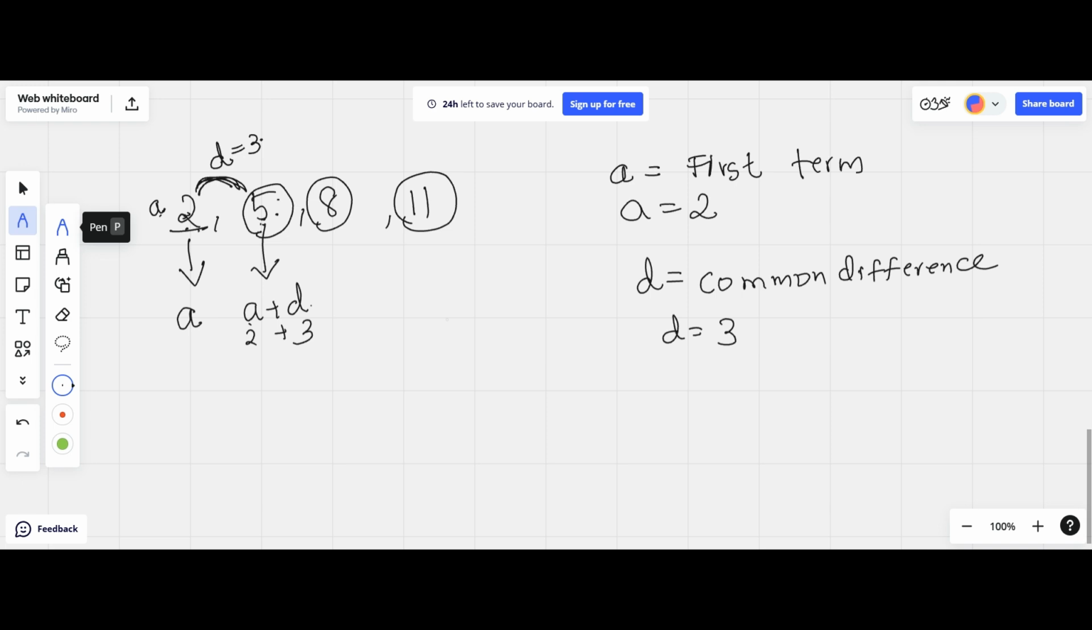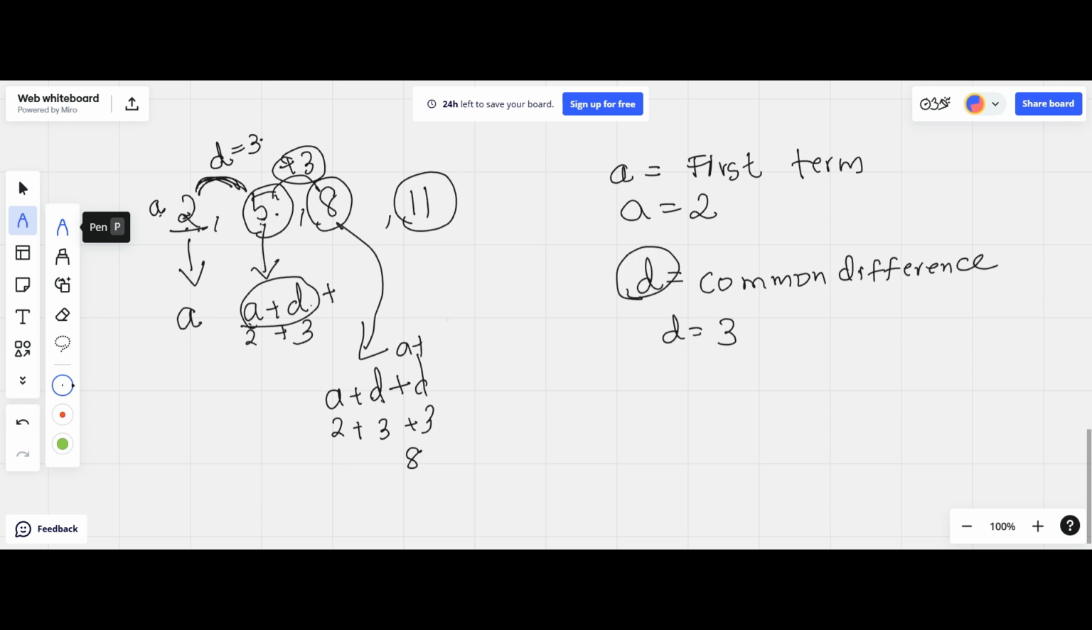Now we are going to add 3 for the next one. Add 3 means what? The difference, d. We are going to add a d to the second term. So we can write the third term as the second term plus another d. The second term is a plus d, plus another 3. So 5 plus 3 is 8. So 2 plus 3 is 5, 5 plus 3 is 8. Here a plus d plus d means a plus 2d.